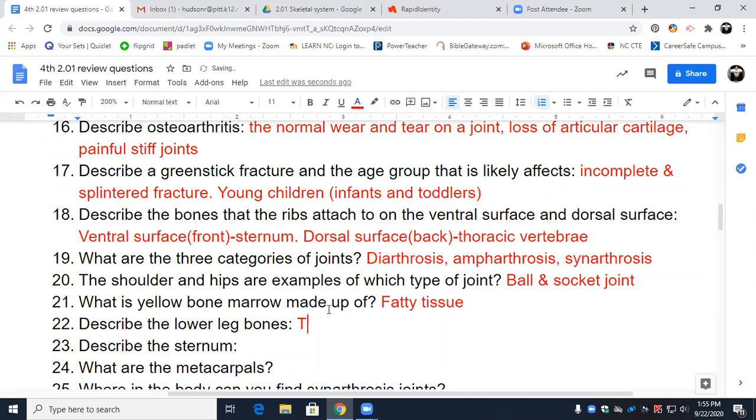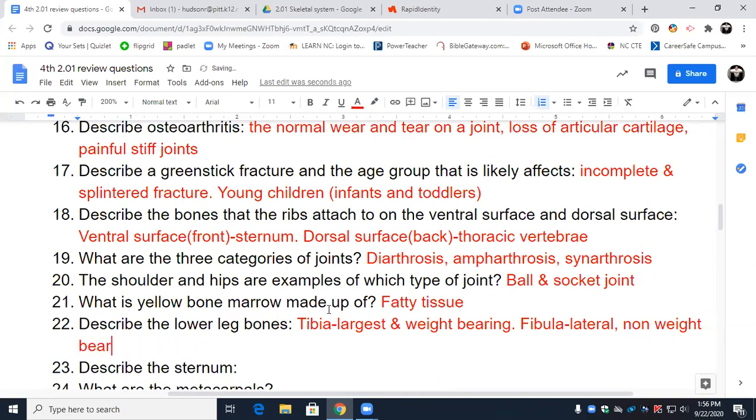Describe the lower leg bone. So we have our tibia, and that is the largest of the two. And it bears weight. Let's see how I have it written here. Weight bearing, meaning it holds all of our body weight on that one bone. Then the fibula is the lateral bone, and it is non-weight bearing. So all it does is an area for muscles to attach to.